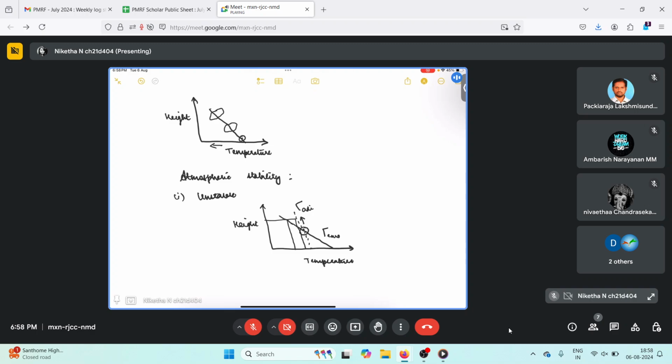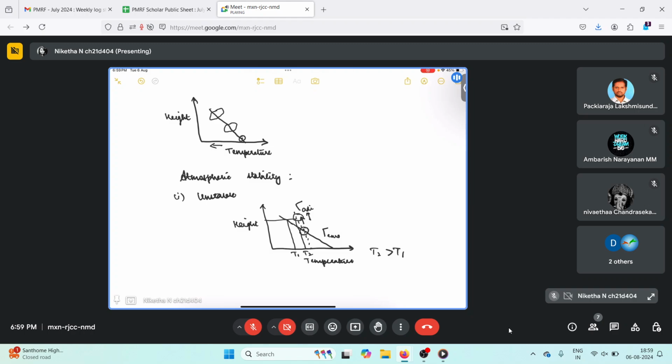So if you say this is T1 and this is T2, so the temperature of the air parcel is T2 and the temperature of the surrounding environment is going to be T1. So here you can see that T2 is greater than T1. And therefore the air parcel which is hotter than the surrounding air, its density will be lesser. So it will tend to float. So it will keep moving upwards.